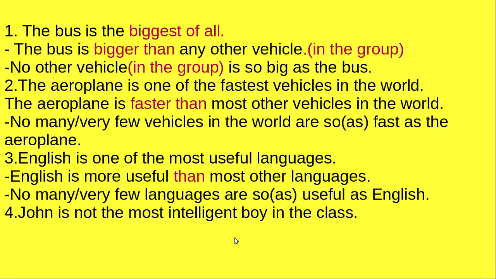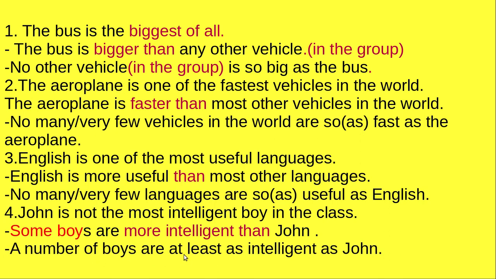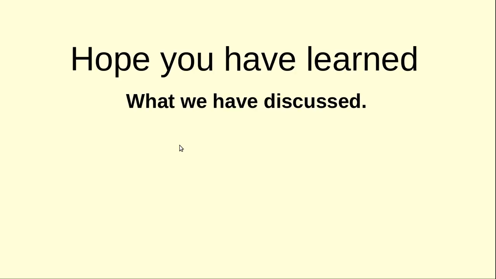John is not the most intelligent. See, here is not, then some boys are more intelligent than John. Next, a number of boys are at least as intelligent as John. Okay, dears? Here you can add some boys in the class, right? And here a number of boys in the class, or at least. Okay, yes. Now it is very clear and you can do it yourself.